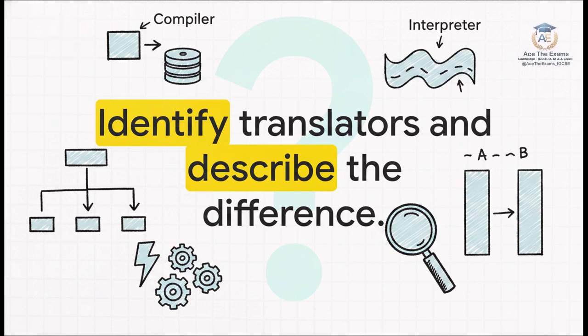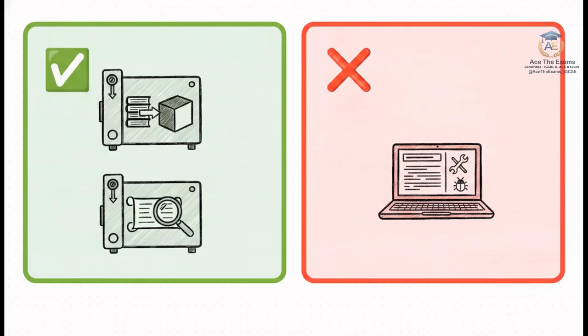Let's look at how our students handled this. The high-level answer on the left correctly identifies compiler and interpreter for the first part. Then it perfectly describes the difference. A compiler translates the whole source code at once and produces a standalone executable file, whereas an interpreter translates each statement and executes it immediately before moving to the next. Now look at the low-level answer on the right.